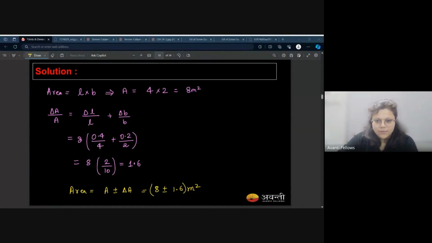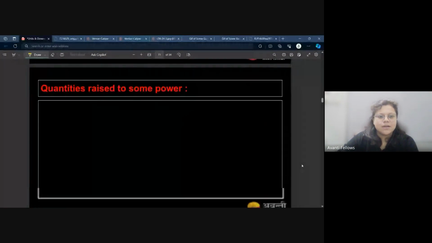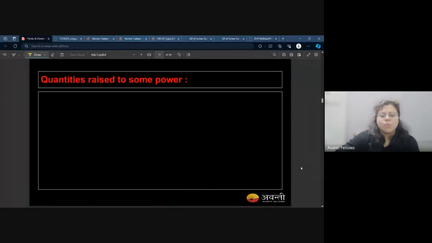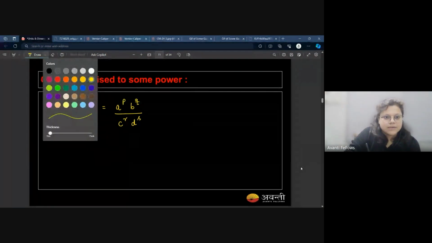Okay, write it down. Till then, let's come to the next concept, which is quantities raised to some power. See, there could be a more complex equation in front of you. For example, I give you a relation like a raised to the power p, b raised to the power q, c raised to the power r, and d raised to the power s. So here I have multiplication and division along with exponents. This is a complex expression. Now, if I want to calculate the error in this situation, the process is very simple. Just listen to it.